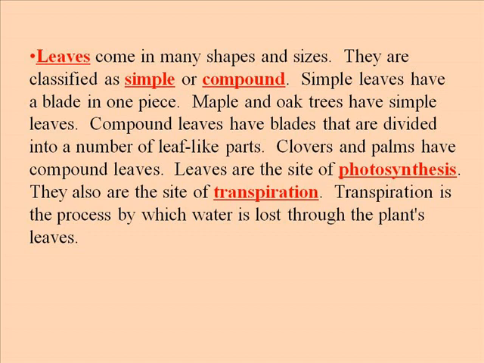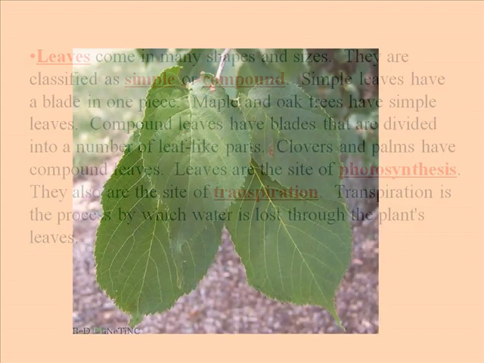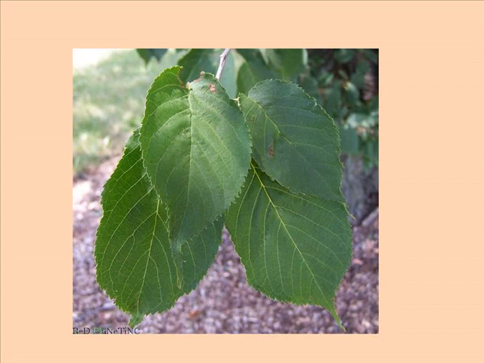Transpiration is the process by which water leaves the plant through the tiny openings called stoma on the bottom of the leaf. Here is an example of some simple leaves. Each of these leaves that you see have their own stem to attach them to the plant.